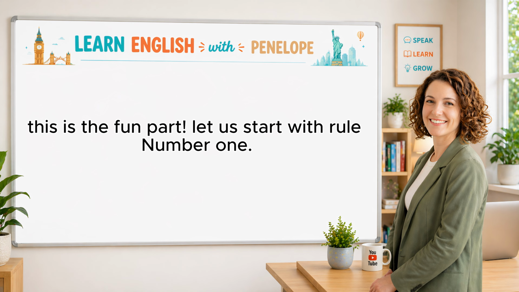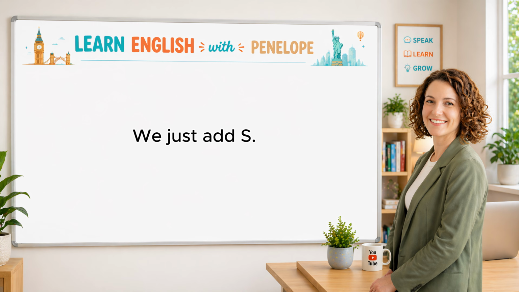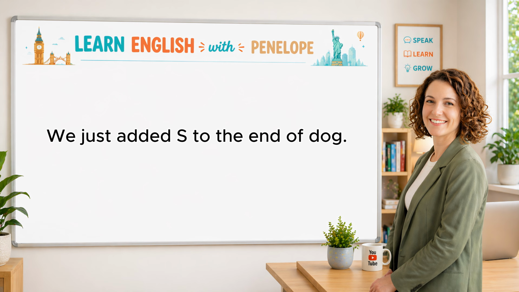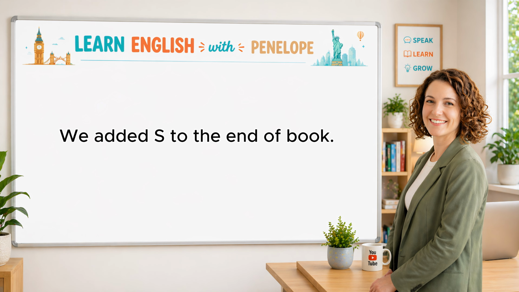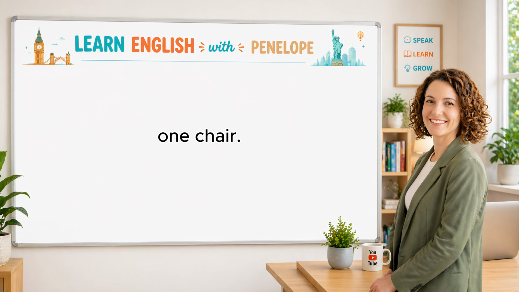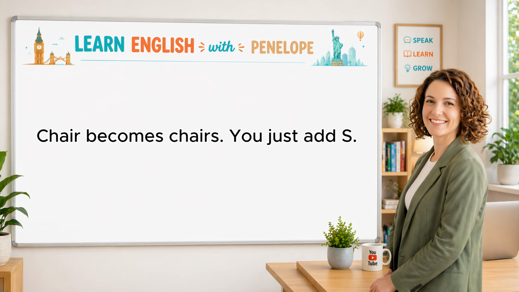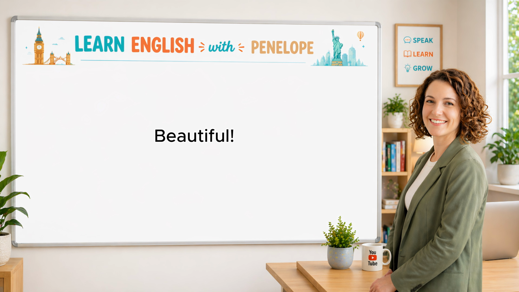Let us start with rule number 1. We just add S. Example 1. 1 dog, 2 dogs. We just added S to the end of dog. Dog becomes dogs. Example 2. 1 book, 3 books. We added S to the end of book. Book becomes books. Easy. Example 3. 1 chair, 5 chairs. Chair becomes chairs. You just add S. Beautiful.